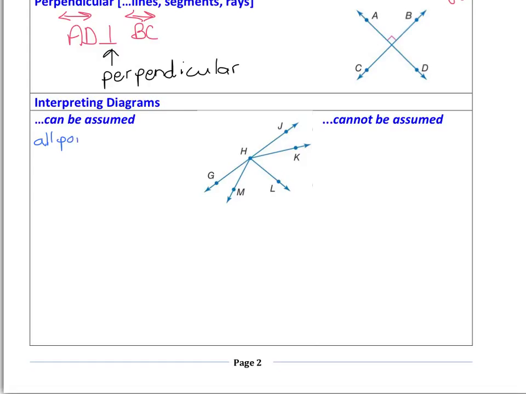They are all on the same flat surface. They're all on the same plane. So we can assume that. The next thing we can assume when looking at this diagram is that points G, H, and J are collinear. So we can say points G, H, and J are collinear.